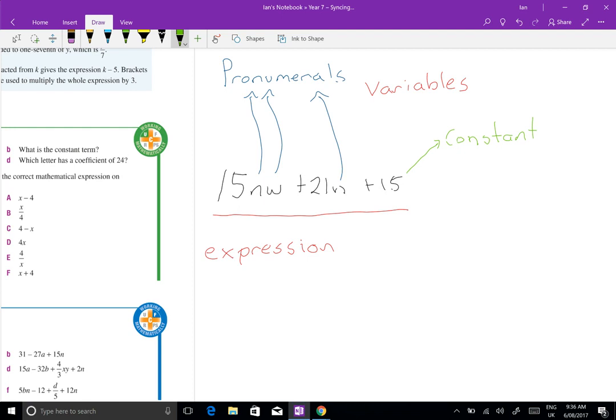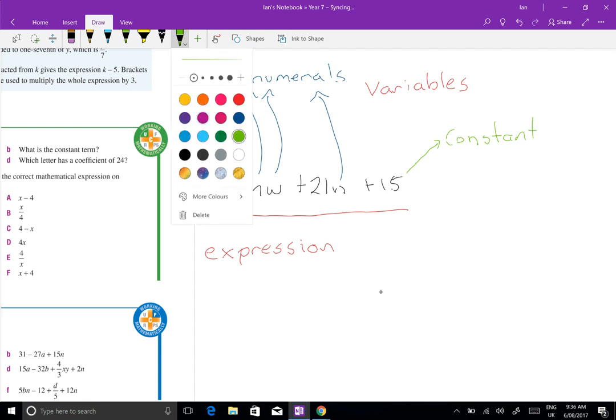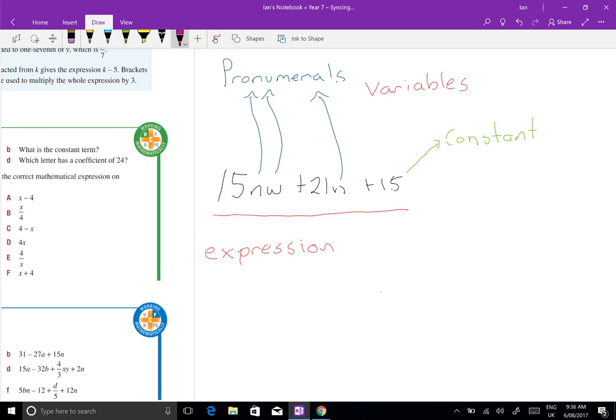Now, there are three terms in this expression. And the three terms are here. There's the first one, 15NW. The second one, and see how I circled the plus sign as well, is plus 21N. And the third term is plus 15. So there are three terms in this expression.